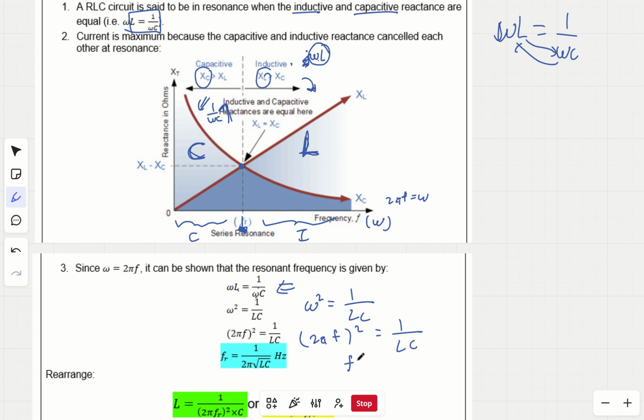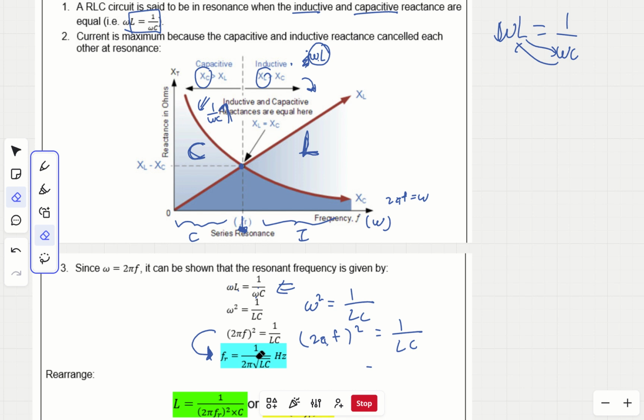F squared is 1 over, you bring the 2 pi down to, and with some algebraic manipulation you'll finally get this equation. It is 2 pi square root of LC, where there's a square here, and then you square root, this one will go away. That's the equation given here. This is the equation for your resonant frequency.